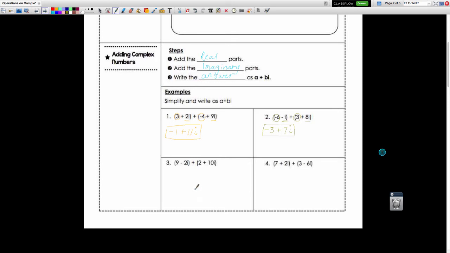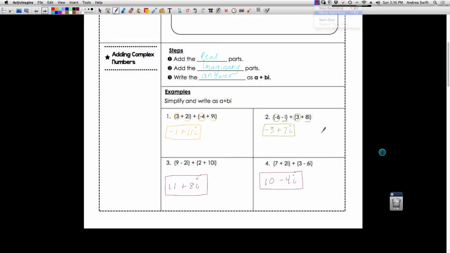Go ahead and try 3 and 4. Pause it now, and then I'll come back and have the answers there. Hopefully, for number 3, you got 11 plus 8i, and for number 4, you got 10 minus 4i. Nothing to it. Add the real parts, add the imaginary parts, write your answer.